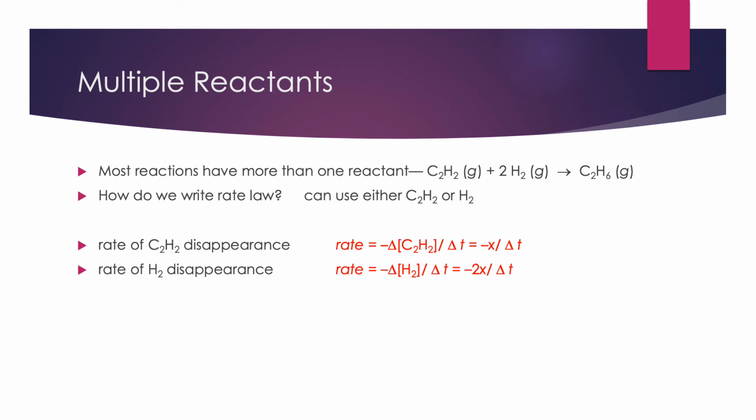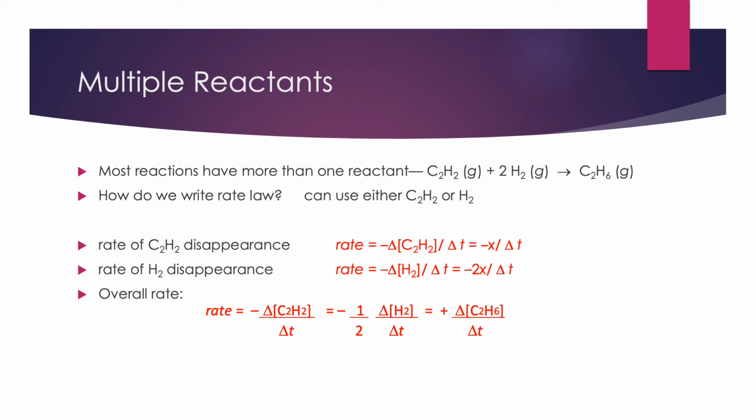That way, this X is the same in both cases. We're charting the same reaction. So we can relate these two together in an overall rate law by doing the following. If we define the rate to be the rate of disappearance of acetylene in some period of time, delta T, then that's actually going to be disappearing half as fast as the disappearance of the H2, because two H2s disappear every time one C2H2 disappears.